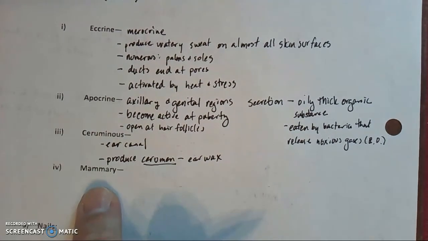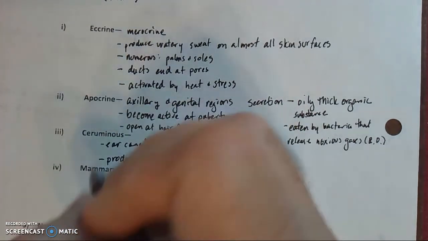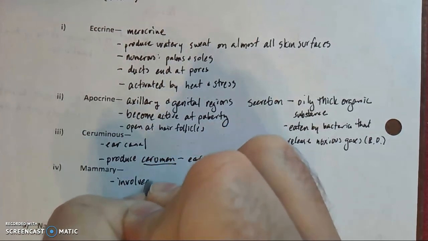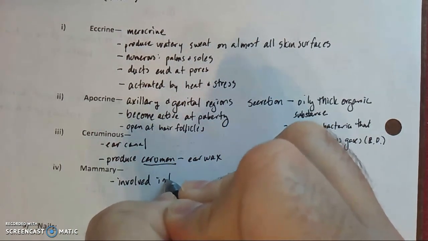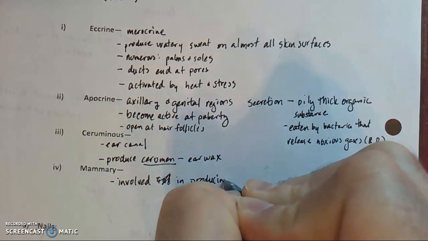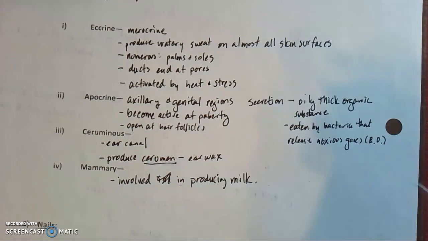And then we have the mammary glands, which are classified as a modified sweat gland again, and we know that these are involved with lactation. So they're involved in producing milk. So those are the different glands that are present in the skin.